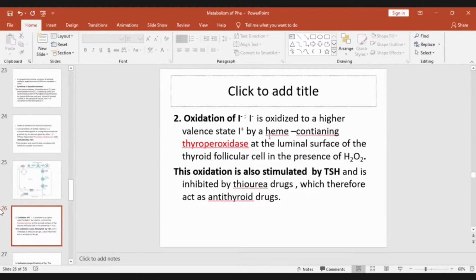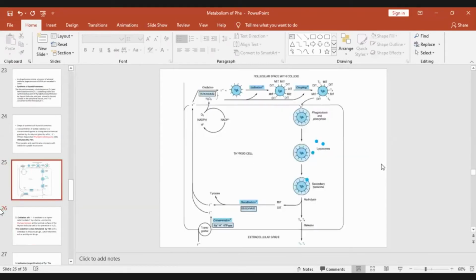The second step involves oxidation of this iodide to I+ by a heme-containing thyroperoxidase at the luminal surface of the thyroid follicular cell in the presence of H2O2.